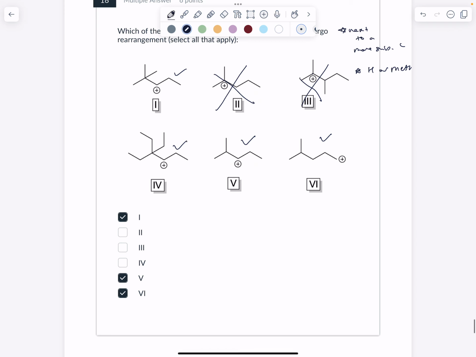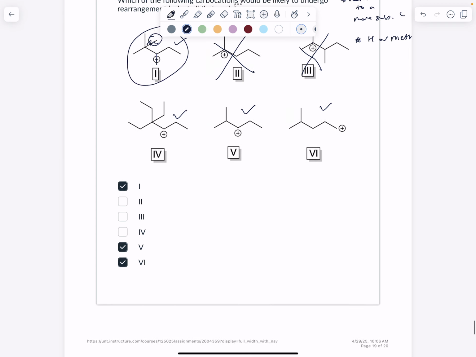Then, okay, we need to only look for hydrogen shift or methyl shift. So here we have a methyl that could shift over and leave that side. So that would work. So I'm going to say definitely 1. This one, we only have ethyls, and ethyls can't shift over, only hydrogens or methyls, so that won't work.